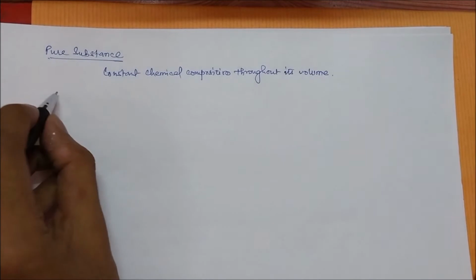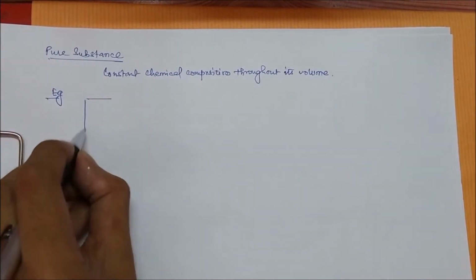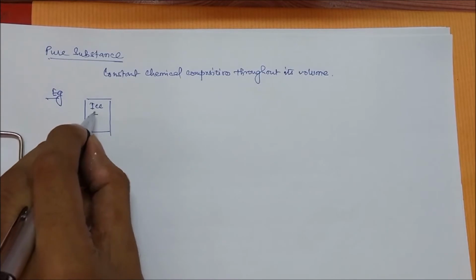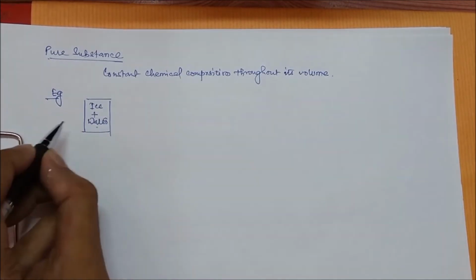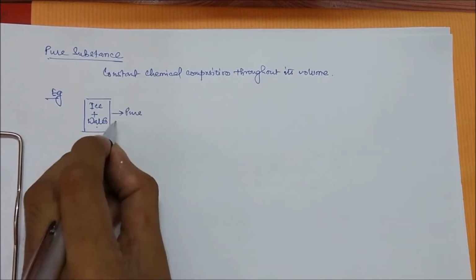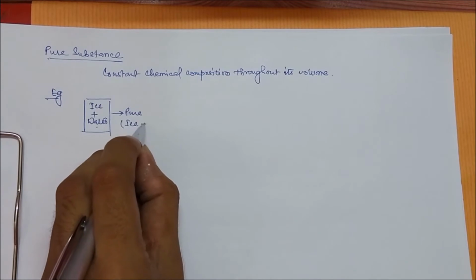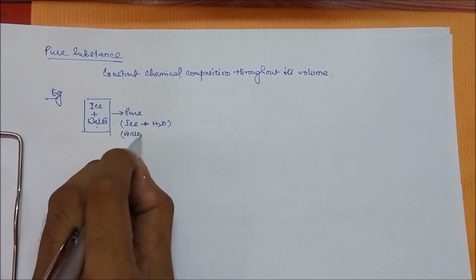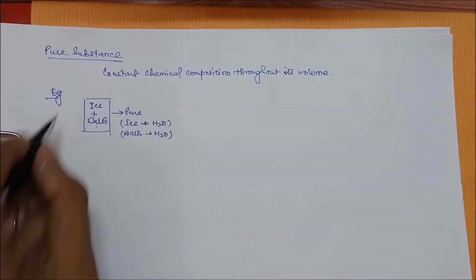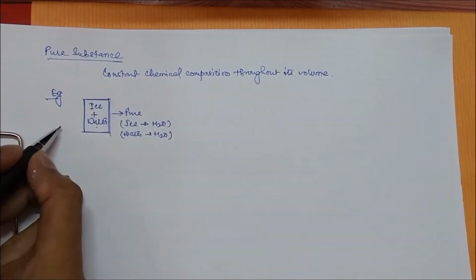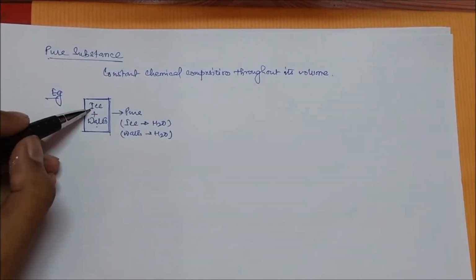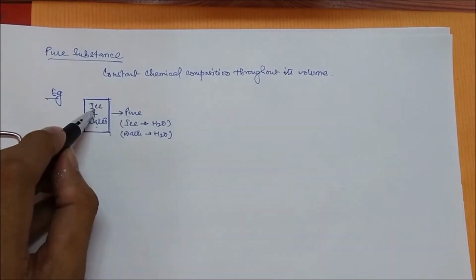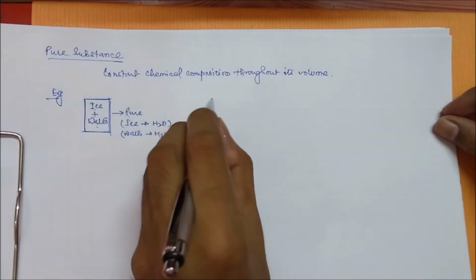Now there are examples, right? See, we have ice. In a container we have ice and water. Is it a pure substance? Yes, it's a pure substance. Why? Because ice has a chemical composition of H2O and water has a chemical composition of H2O. Now this container is filled with ice and water, means throughout its volume it has a constant chemical composition of H2O. So we can say that yes, it's a pure substance. Now there is another example.